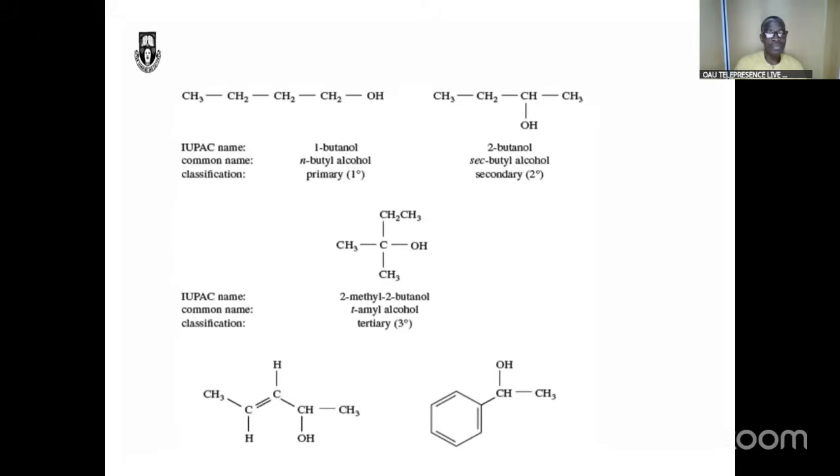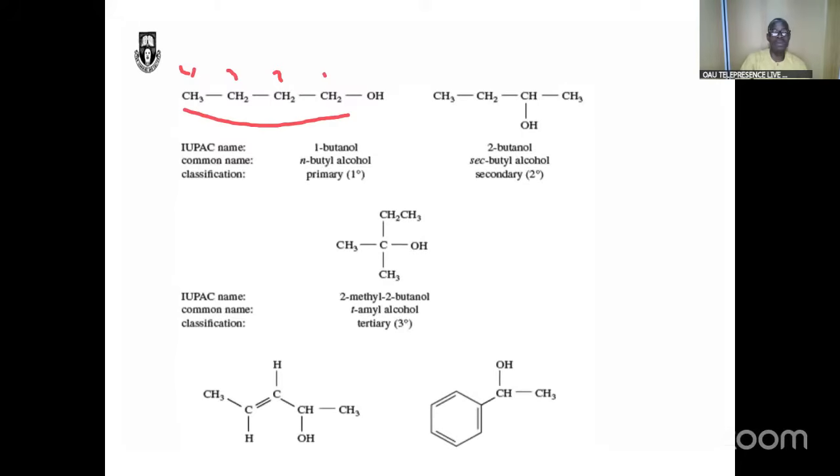You can see here, we can name by using the IUPAC system, or we use the common classification, and I will take us through the two. Now, let's look at this one here. The parent alkane is butane. The OH is attached to the first carbon atom, so this is carbon 1, carbon 2, carbon 3, and carbon 4. That means the name is 1-butanol, the IUPAC name, or butan-1-ol. And the common name for this is n-butyl alcohol.